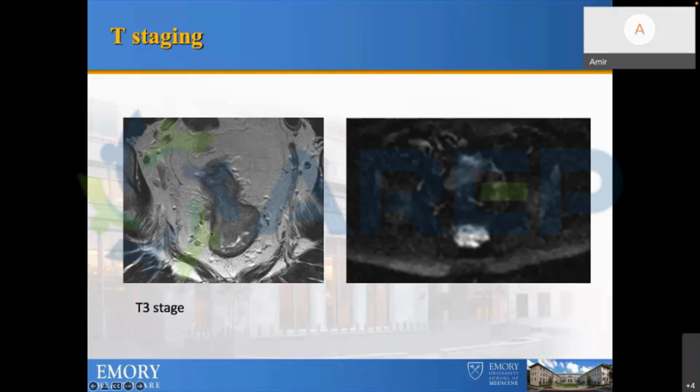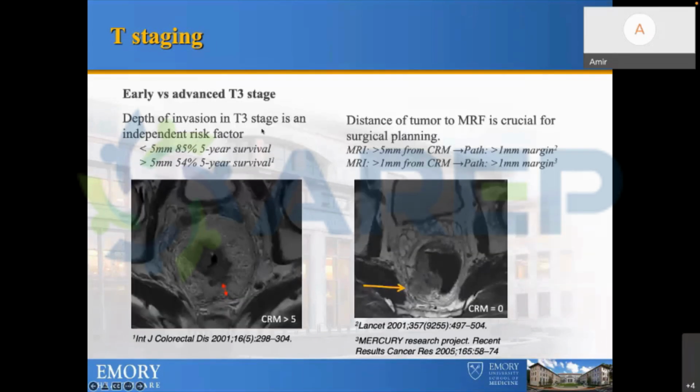So what you do is, this is a muscularis layer. You're just going to measure the distance that the tumor has come out. So that will be, is it below 5 millimeter or above 5 millimeter? And that will be important for the prognosis. So why is it important? Because early versus advanced T3 stage has a different prognosis. If it's below 5 millimeter, 5-year survival is 85%. If it's beyond 5 millimeter, it drops to 54%.